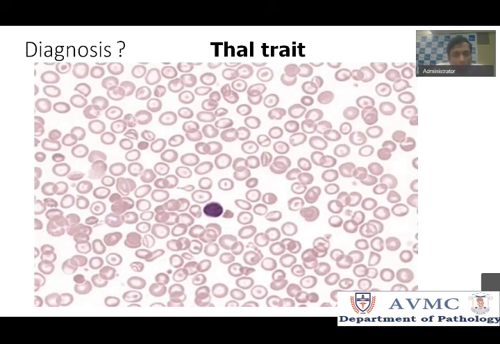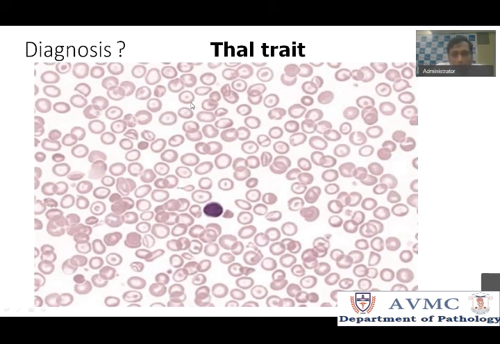In iron deficiency, you'll find a lot of anisopoikilocytosis, which is variation in the size and shape of the RBCs. Here, the RBCs are more or less uniform. Okay, so that helps you to differentiate from iron deficiency anemia. You don't find any pencil cells here, correct? You find a lot of target cells here. In iron deficiency, you find 1 or 2 target cells.